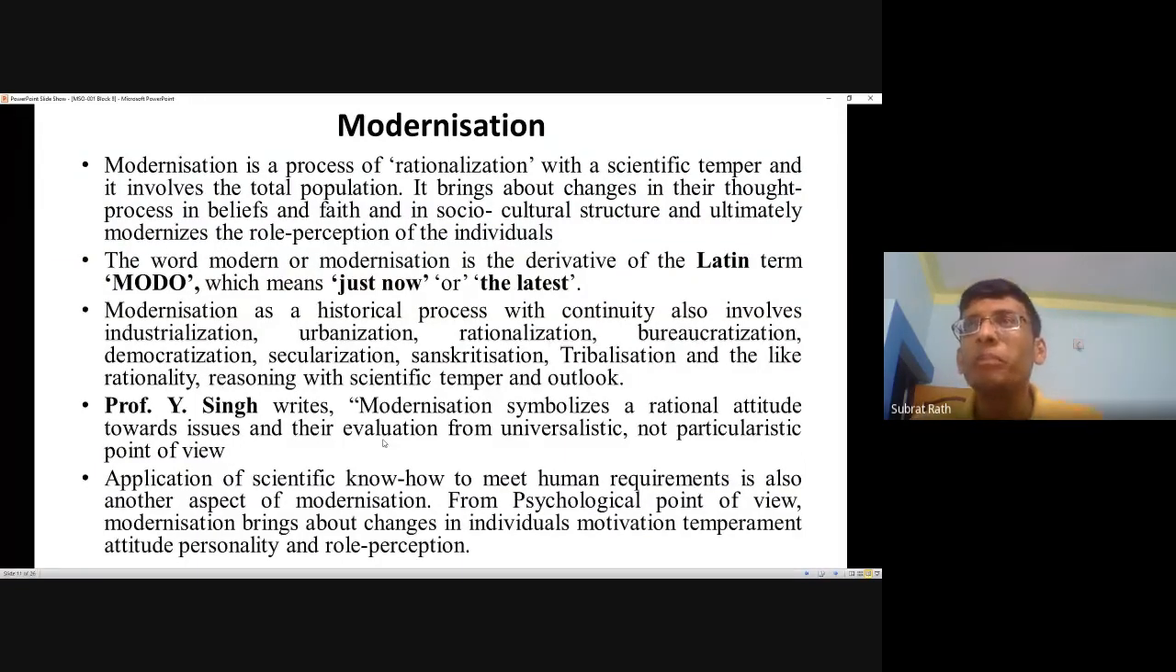So modernization is a process of rationalization, as we have already understood, that we are not accepting anything easily. Rather, we are engaged in a debate. We try to observe, experiment, and come to a conclusion that should be the perfect one. So rationalization with a scientific temper, and it involves the total population. That means the whole population is undergoing a change of rationalization. It brings about changes in the thought process, in their belief system, in their faith, or in their sociocultural structure. So here you will find that people on a mass scale are modernizing themselves.